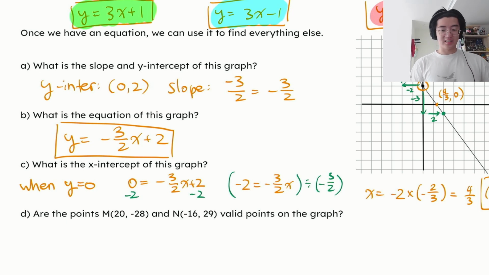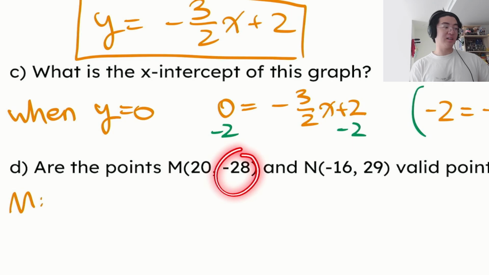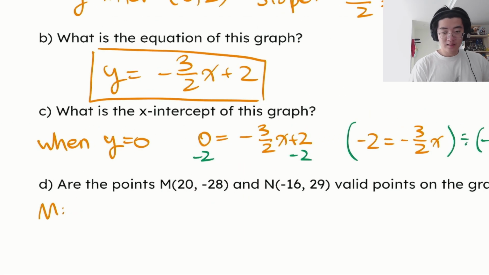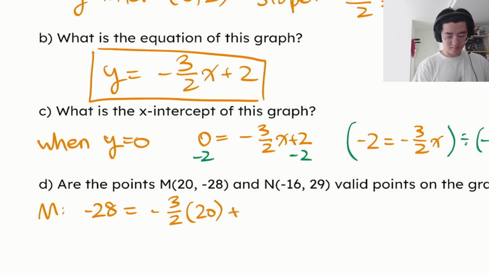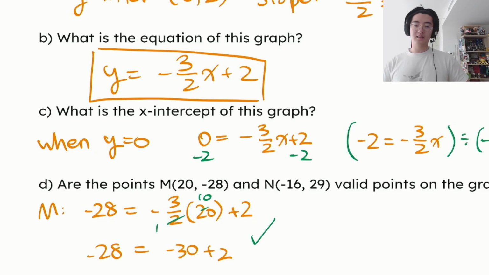So we can just plug it in and check. Point M here is pretty much asking if x is 20, is y -28. Alright, let's check. So it's -28 equals -3 over 2 times 20 plus 2. As you can see, we can reduce it to get 1 and 10. -3 times 10 is -30 plus 2. Okay, so as you can see here, -30 plus 2 is indeed -28.